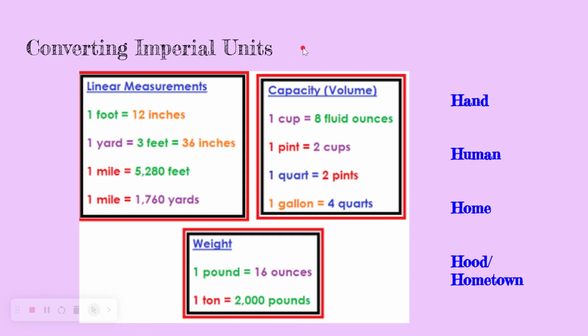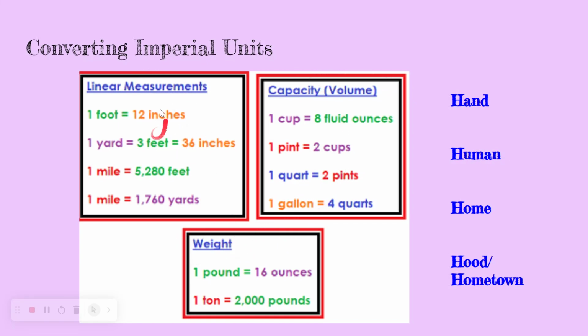So here are some common conversions for imperial units. I'm sure you've seen some of these before, right? Things like 1 foot is 12 inches, a yard is 3 feet, which is 36 inches, a mile is 5,280 feet. A mile is also, if you divide that by 3, 1,760 yards. There are some for volume and for weight.